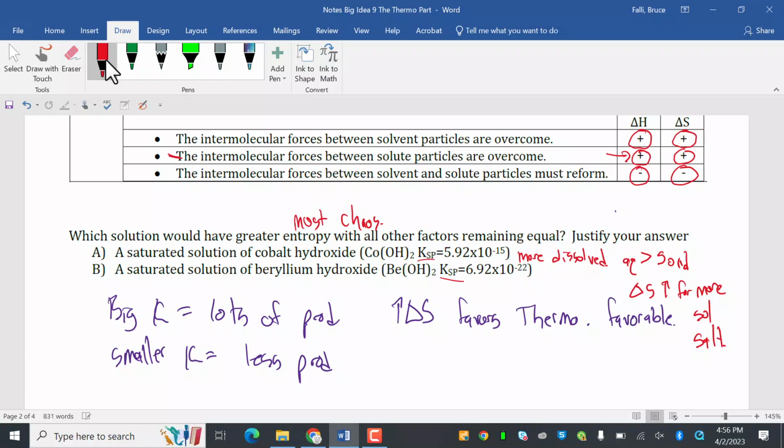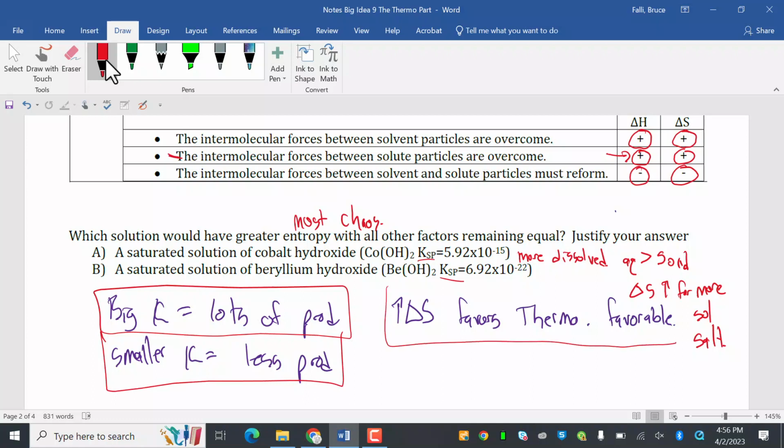Remember, we're supposed to assume that it is increased unless it gives you strong evidence it's not. A big K means lots of products; a smaller K means fewer products. Delta S increases, so it's thermodynamically favorable.